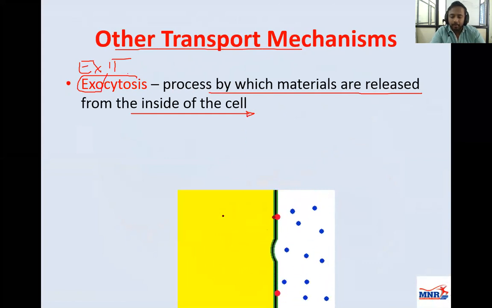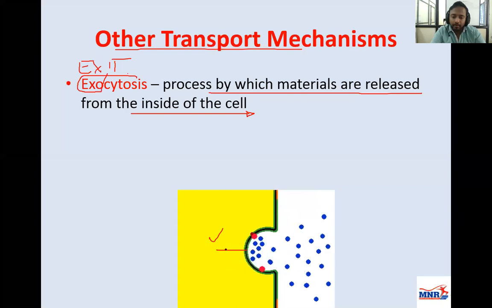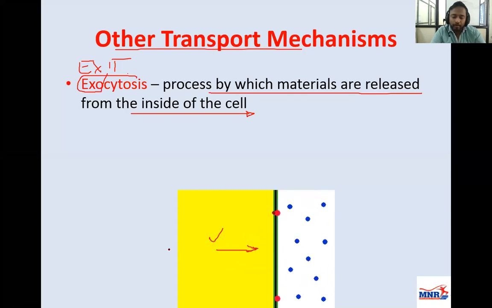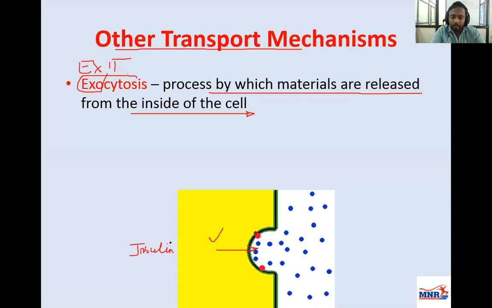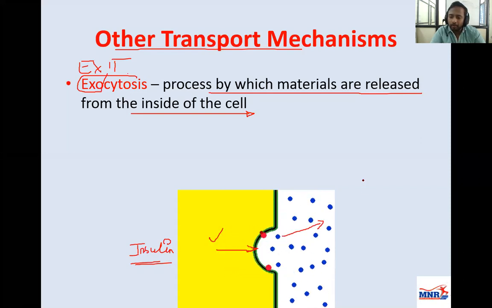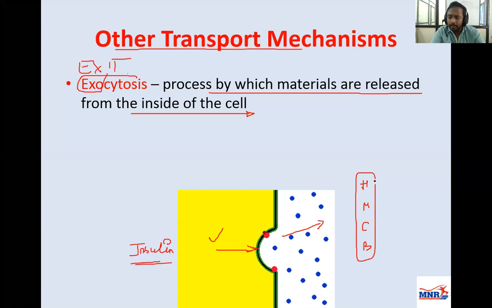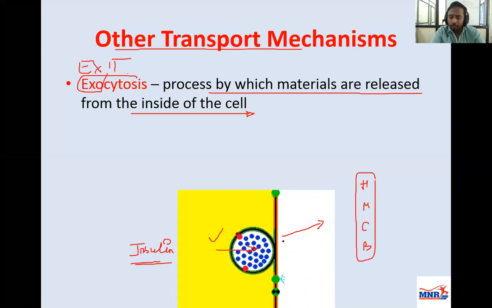For example, here you can see you have synthesized some hormone. Take the insulin hormone. Insulin is synthesized in the cell, but its function is in different organs. It might be heart, muscles, normal cells, brain cells, whatever it might be. The hormone or the protein needs to reach there. So how should it reach?